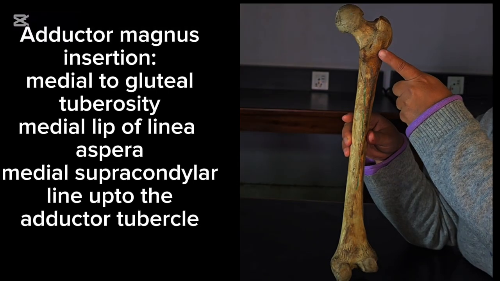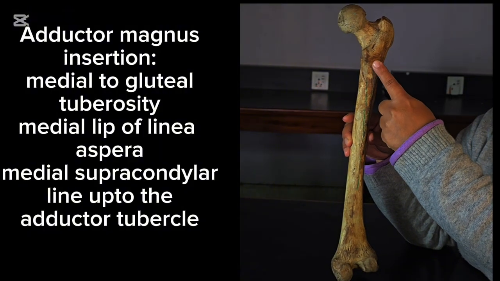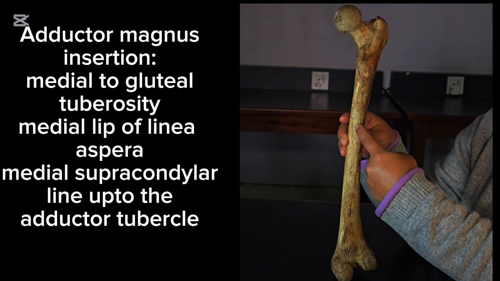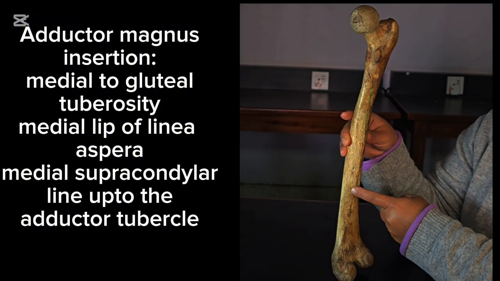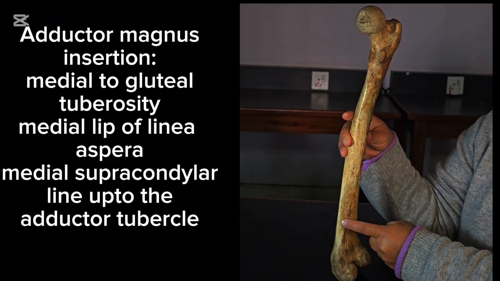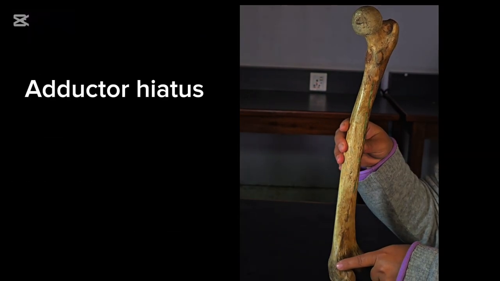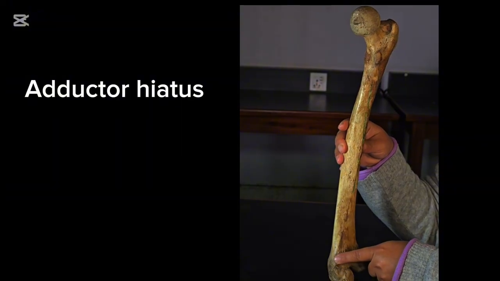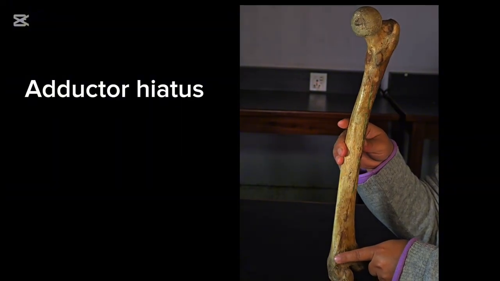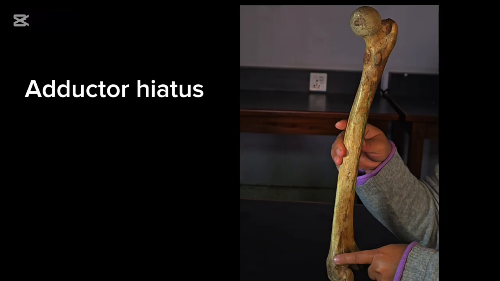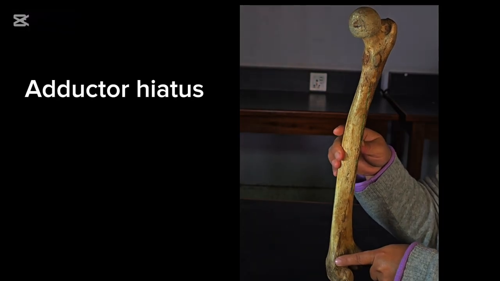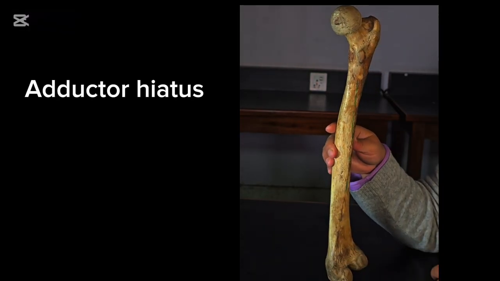Adductor magnus is inserted medial to the gluteal tuberosity, then along the medial lip of the linea aspera, as well as along the medial supracondylar line up to the adductor tubercle. Just above the adductor tubercle, a gap is present in the attachment of the adductor magnus, which is known as the adductor hiatus, through which femoral vessels pass into the popliteal fossa.